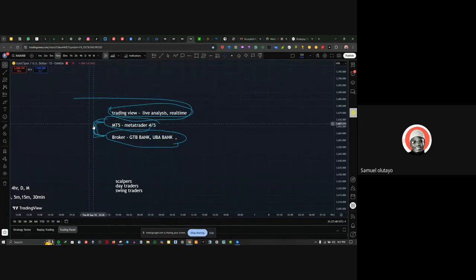I link the GTB bank app to the GTB bank with the details so that I can see how much I have in my account. And if I want to do airtime, do data, I can easily do that on the app instead of going to the bank.